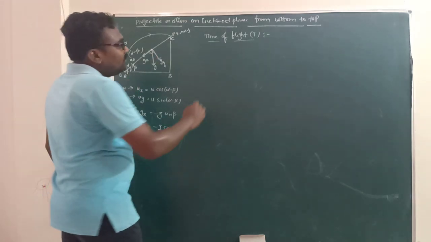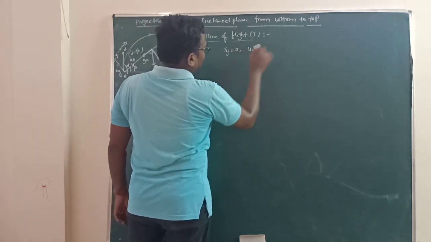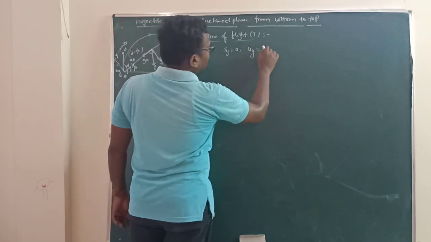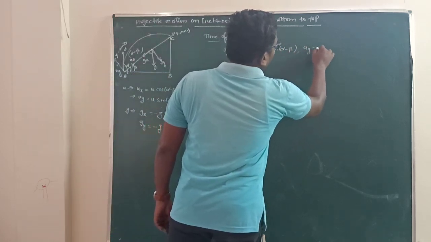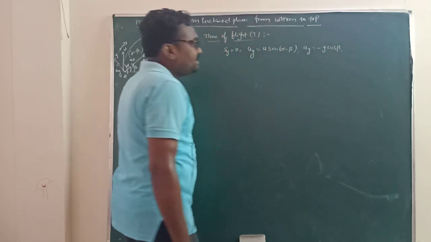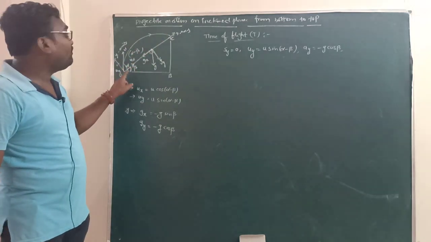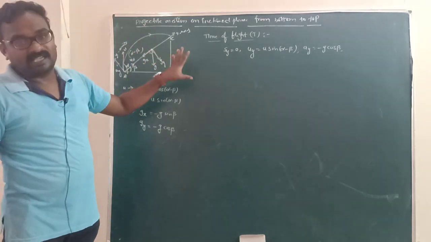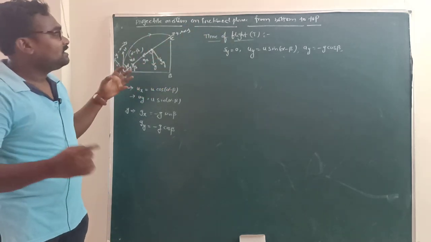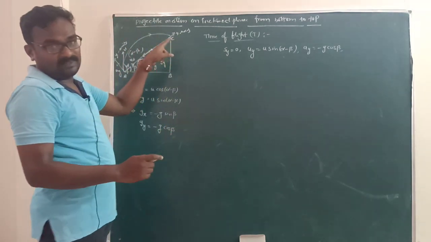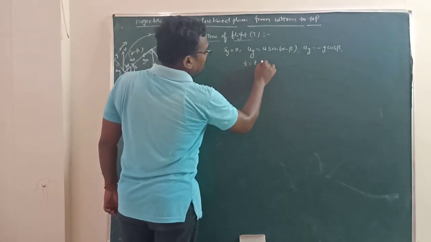Here at the point C, Sy is equal to 0. Uy is equal to u sin alpha minus beta along the upward direction, and ay is equal to minus g cos beta. Time of flight means the projectile is traveling from A to C. In between is called the time of flight. This is the complete journey from A to C. So what is the time? The time is small t.